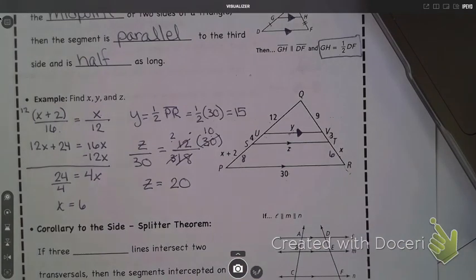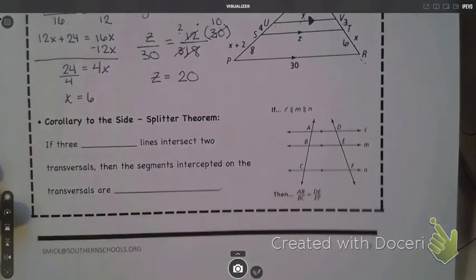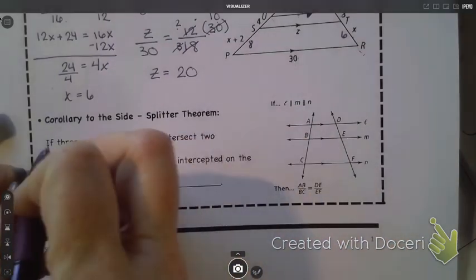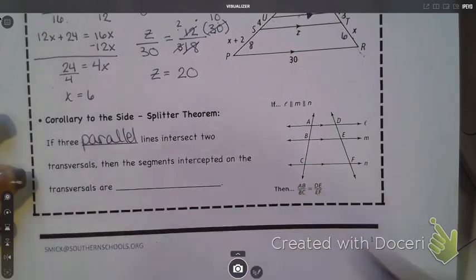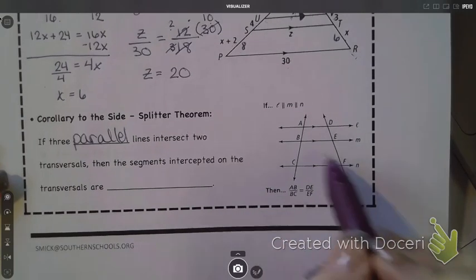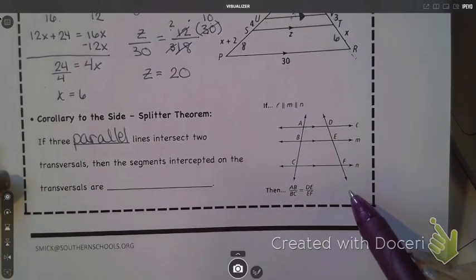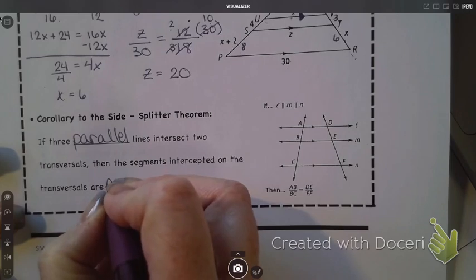So those are the kind of problems you're going to get today, added on to everything else. This is going to be like your Friday worksheet. Okay, we got another rule. Pretty easy. If 3 parallel lines intersect 2 transversals, so 3 parallel lines, 2 transversals, okay? Then the segments intercepted on the transversal are proportional.